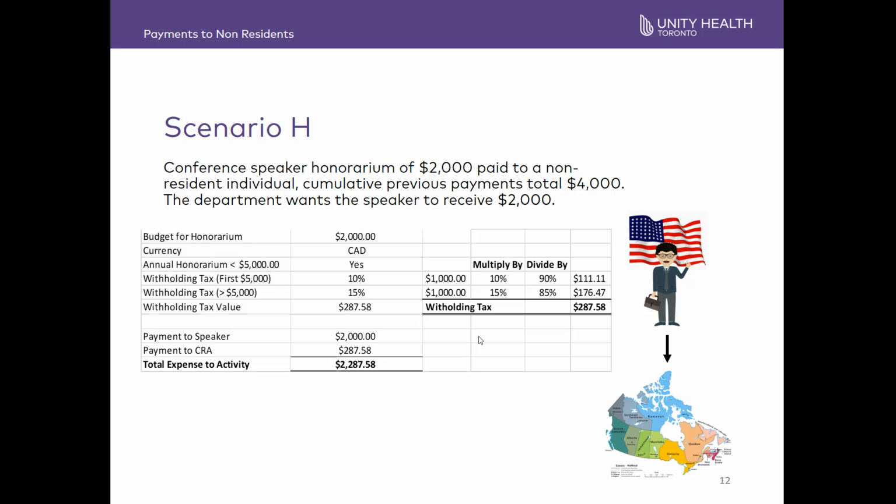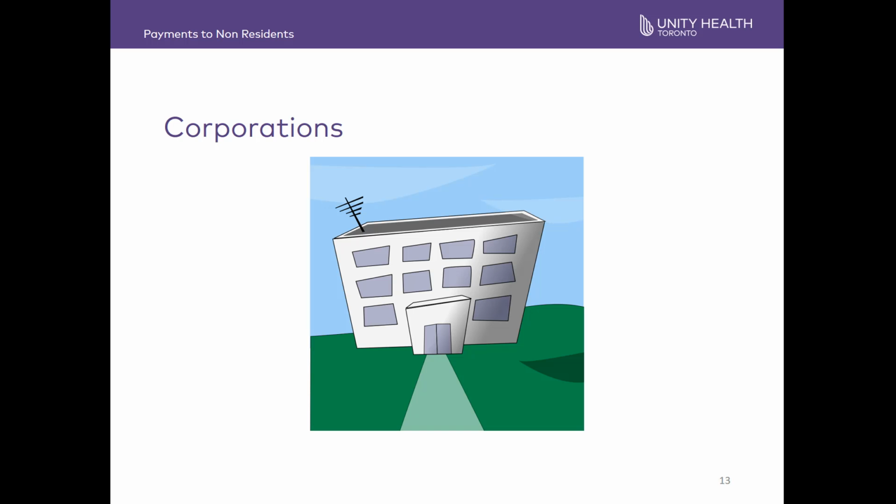Because the department wishes to pay the speaker $2,000 flat, the payment to the speaker is $2,000, and then the payment to the CRA is $287.58. Total expense to the activity is $2,287.58. The remaining two scenarios will be focusing on payments to corporations.